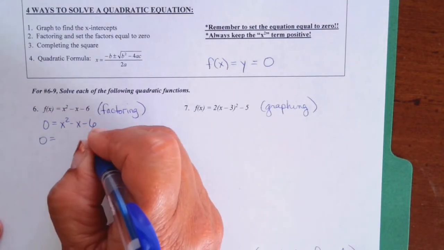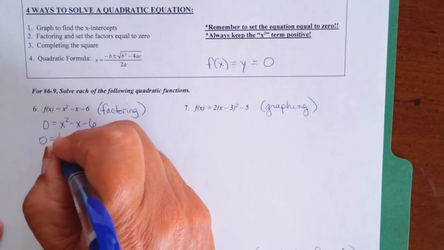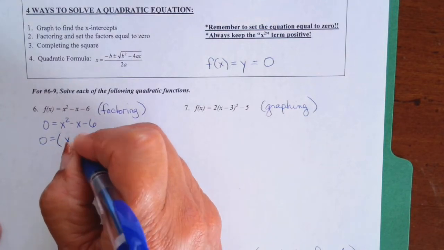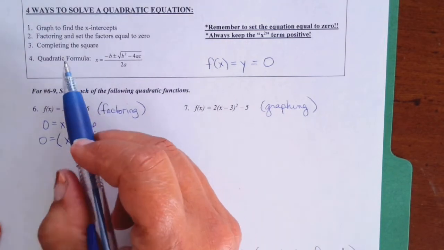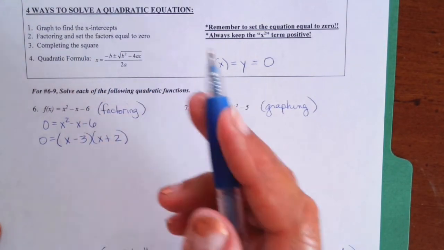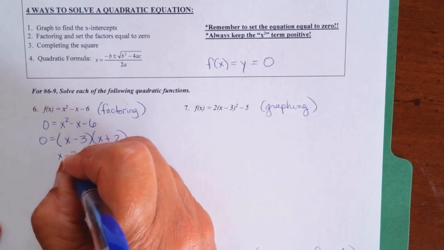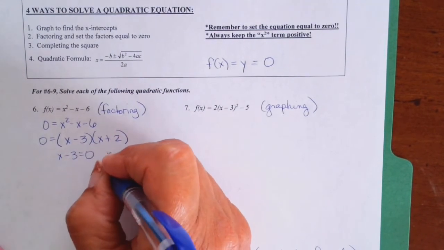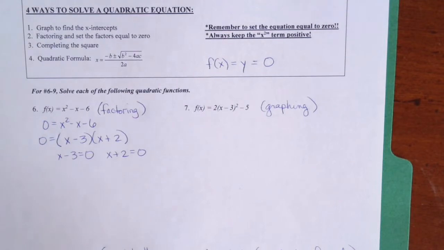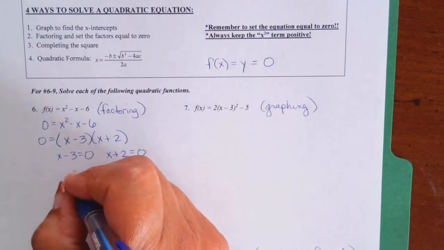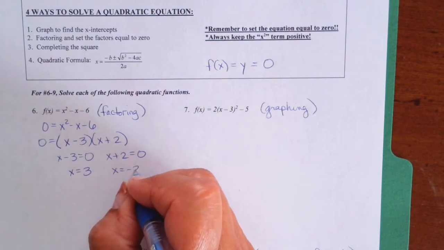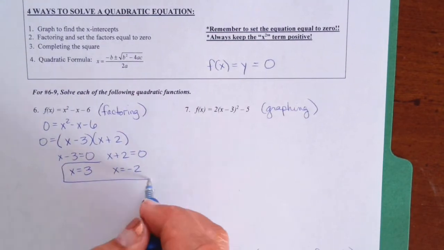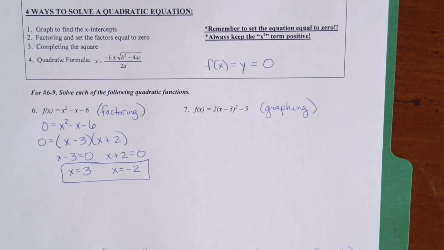So factors of 6 that subtract to give you -1 would end up being -3 and a +2. Okay. Then remember what it says up here. You factor and then you set the factors equal to 0. So we're going to set each factor equal to 0. And then you're going to solve each of those. So we're going to add 3 to both sides. And over here we're going to subtract the 2. So there are your solutions, for that quadratic function.